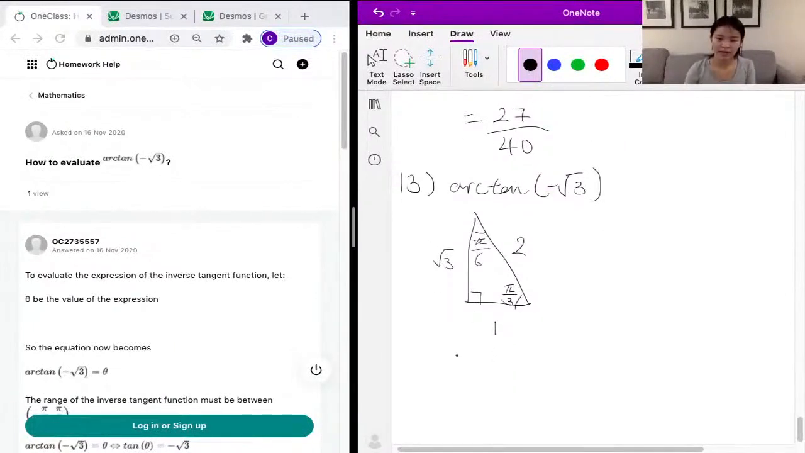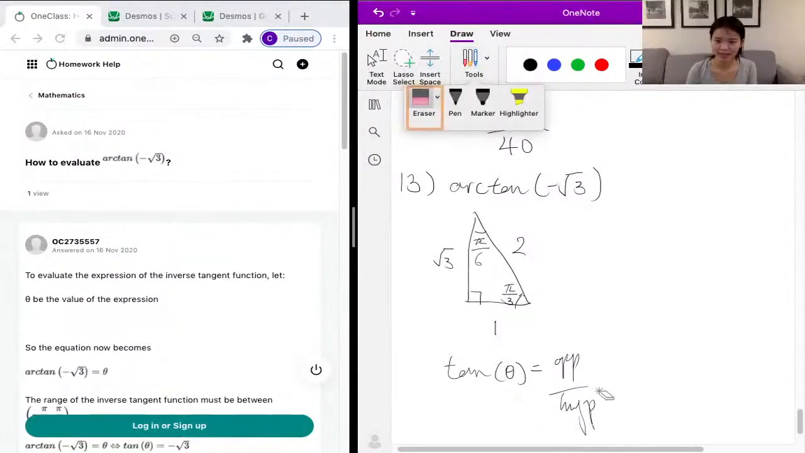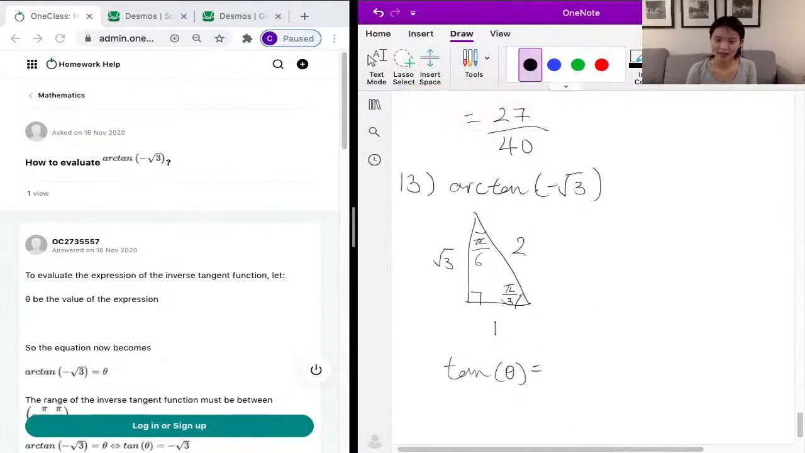Next, we know that the tangent of an angle is opposite over hypotenuse. Opposite over hypotenuse. So for which angle is the opposite over hypotenuse root 3? I'm really sorry, the tangent of a function is actually the opposite over adjacent. Opposite over hypotenuse is the sine function. Okay, we look at the triangle to see which angle has opposite over adjacent of value root 3.